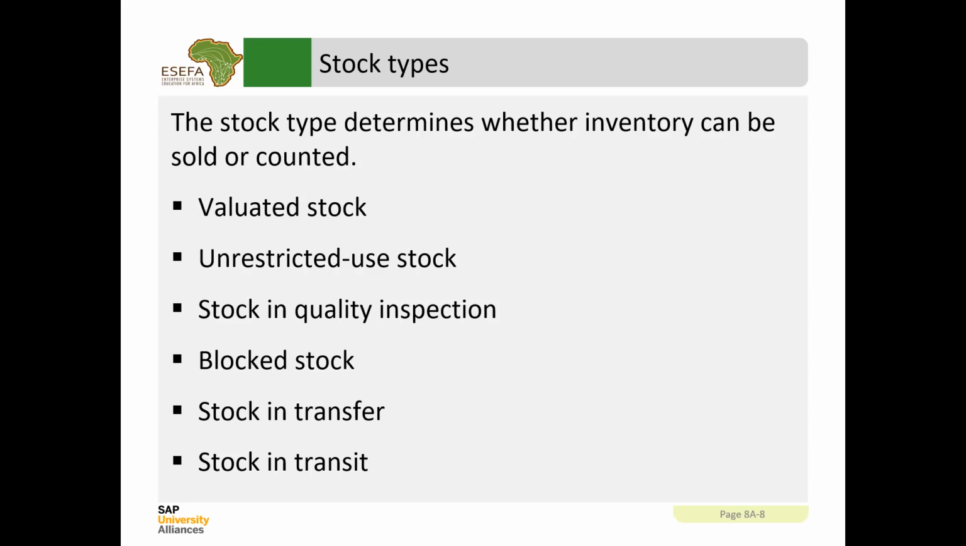So at a point in time in the production, a particular stock can be transformed into another type. So a stock can move from being valuated to unrestricted. You can move a stock from unrestricted use to stock in quality inspection, depending on the movement of that stock. So we're going to look at stock movement.